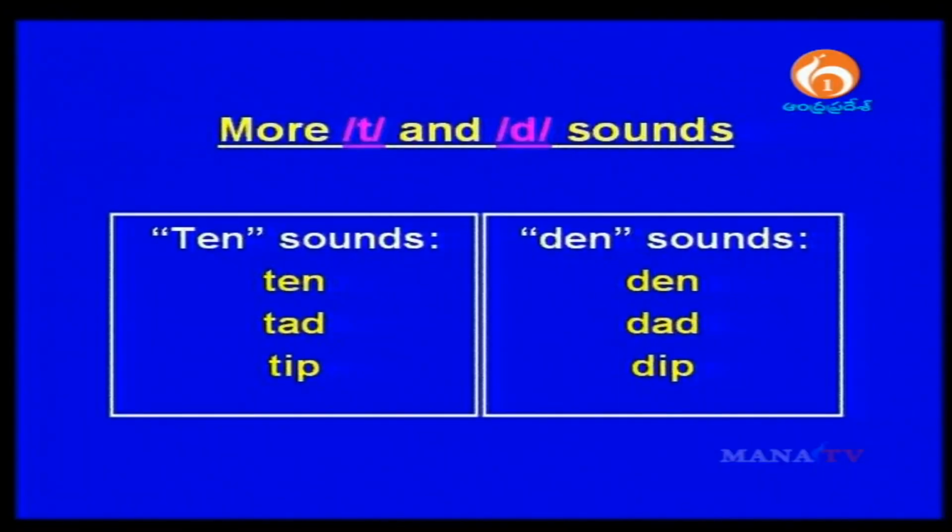How did I get it? I just placed the tip of my tongue behind the teeth, pressed it firmly there and blew out air. For examples on tuh and duh: ten, den, tad, dad, tip, dip.